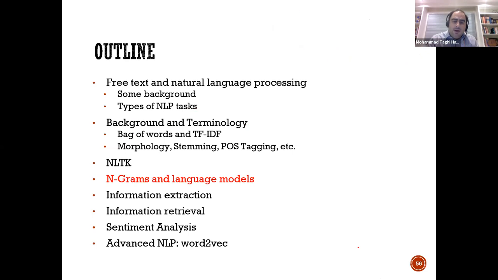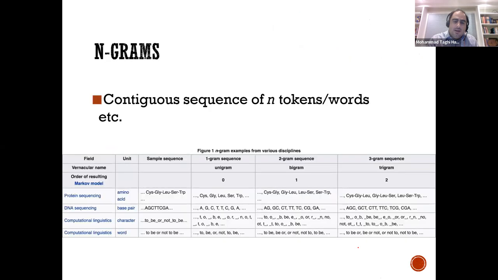Good. So another thing I wanted to talk a little bit about is n-grams and language models. So what is an n-gram? That's actually a very important one in lots of things that we will talk about. An n-gram is a contiguous sequence of N tokens or words. You have done the tokenization, and now consider contiguous sequences of N tokens or words.